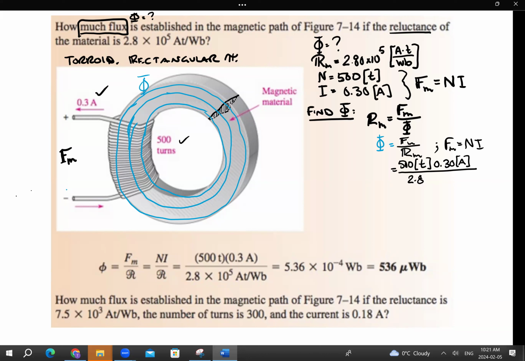And if this number is really high, then you're going to have less flux. If this number is low, then it says, you know what? I'm not very reluctant. You can go ahead and establish a lot of flux. So this was just given in the question. These were just given in the question. And really this whole problem just boils down to putting the values into your formula.